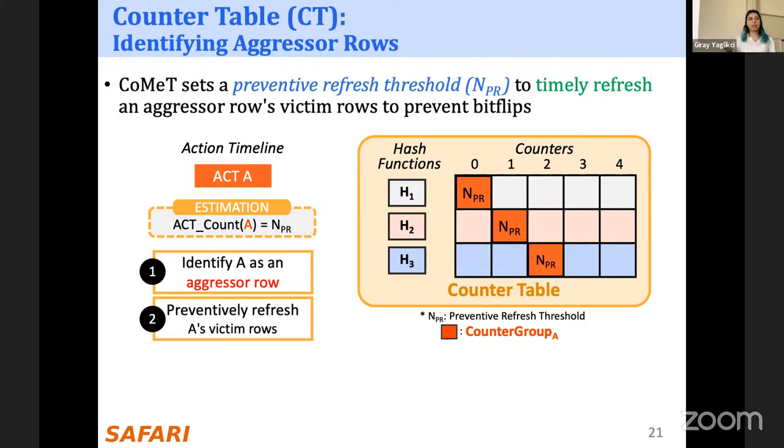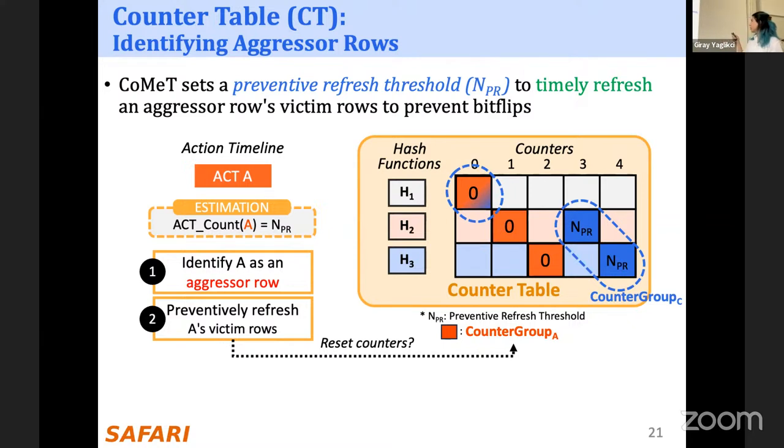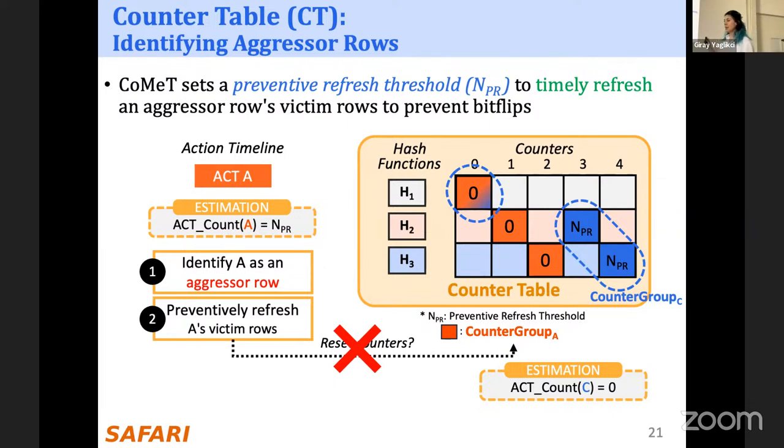Since we have now preventively refreshed A's victim rows, what we would like to do ideally is to reset the counters that we have. However, if we do so, this would result in resetting some of the shared counters, right? So this will disturb the counter group of C, resulting in estimating the activation count of C as 0. To avoid this, CoMeT does not reset any counter in the counter table after preventive refreshes.